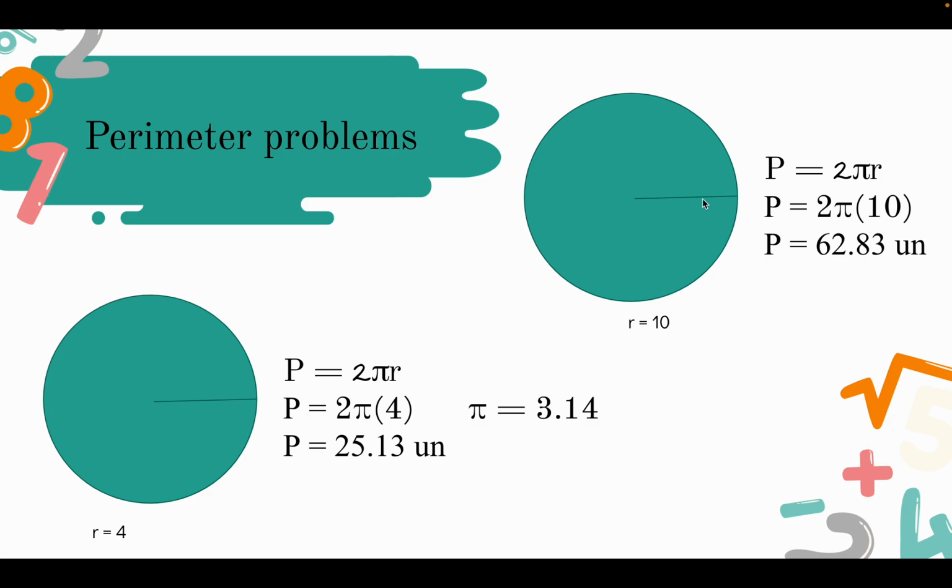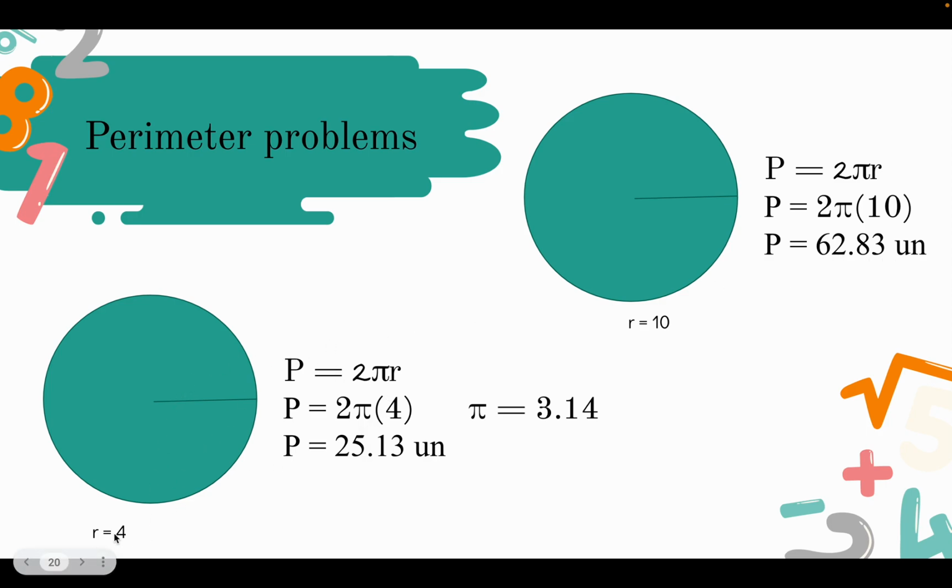Here are some circles. So we have a circle here with a radius of 10. So perimeter is equal to 2 pi r. So 2 pi times the radius, which is 10. So we get 62.83 units.